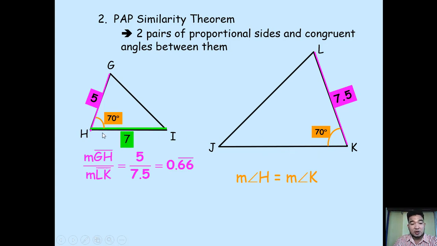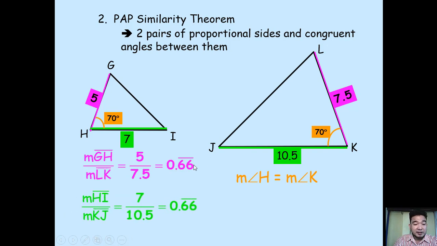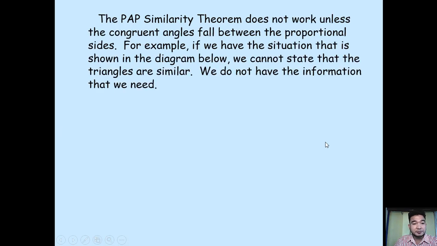Then let us take a look at side HI, which is 7, and KJ, which is 10.5. Then we divide 7 by 10.5 to get 0.66. So these two triangles are similar through the PAP similarity theorem. These are the two pairs of proportional sides plus the included angle. So the angle between them is congruent.